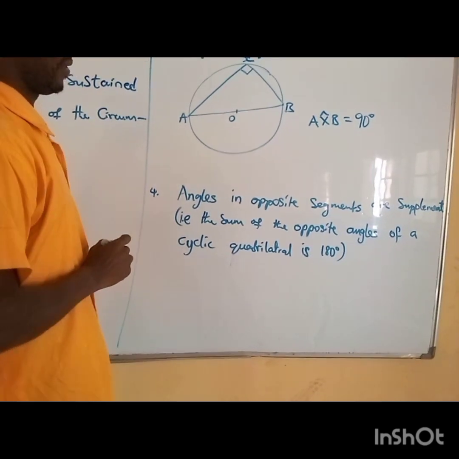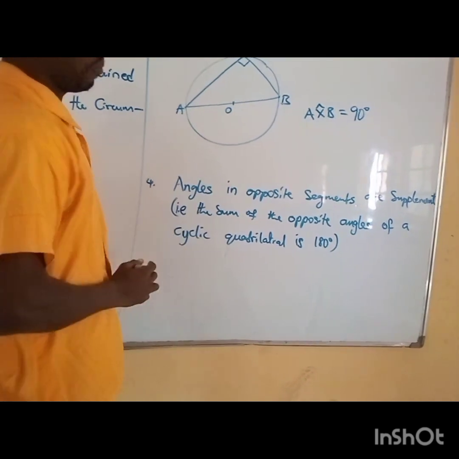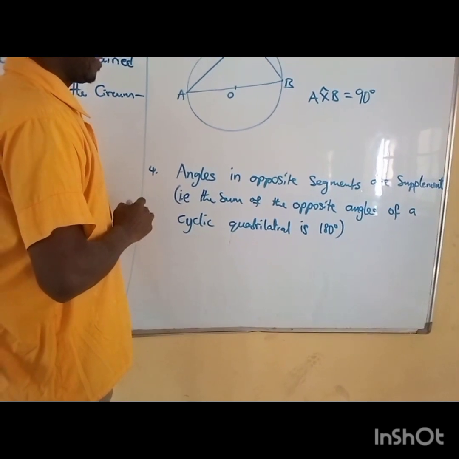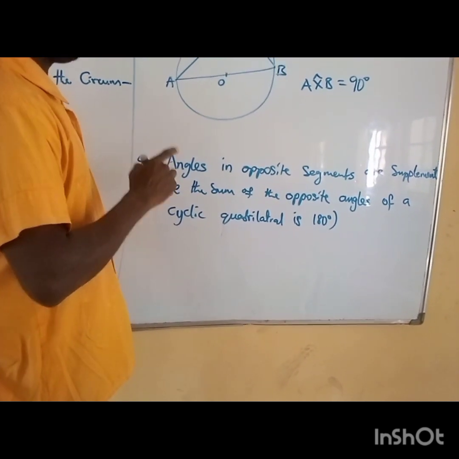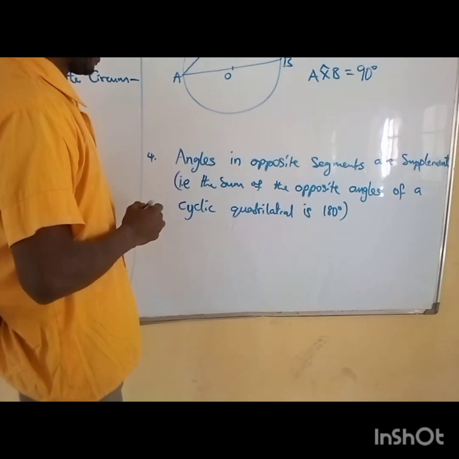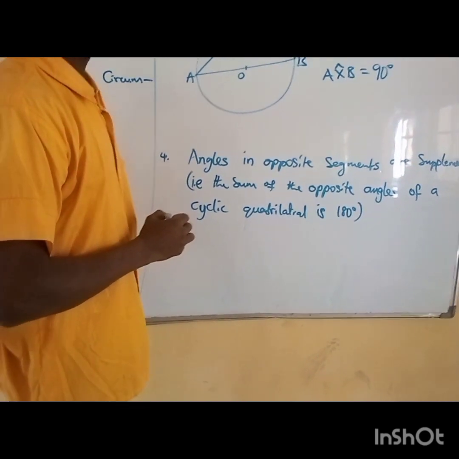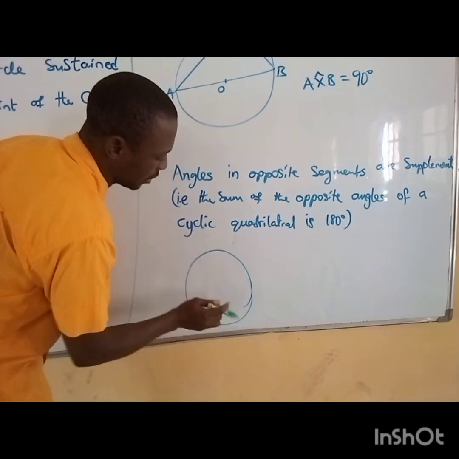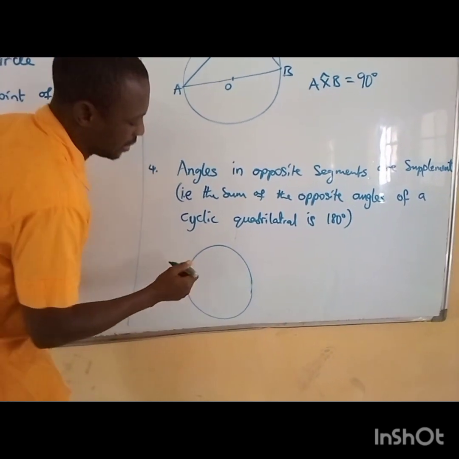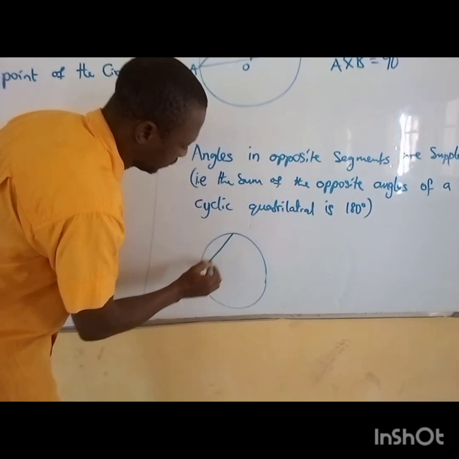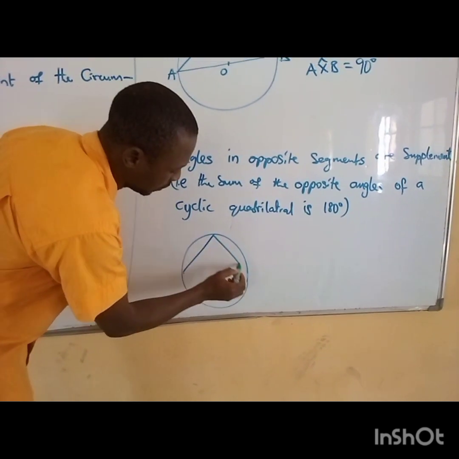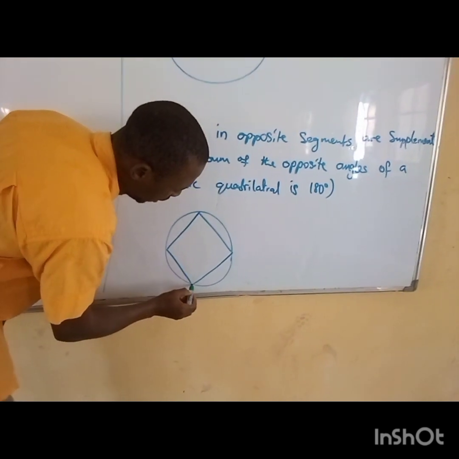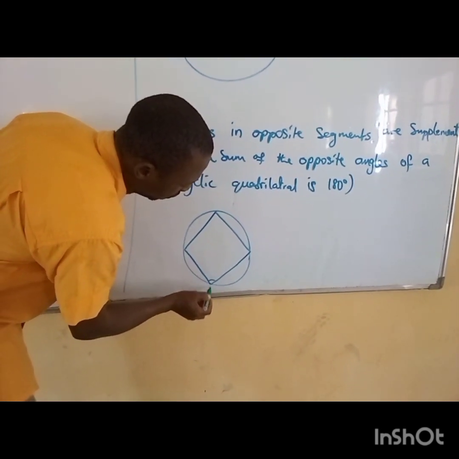And the fourth theorem says angles in opposite segments are supplementary. That is, the sum of the opposite angles of a cyclic quadrilateral is 180. It means that if we have a circle and inside the circle we have a quadrilateral, a 4-angled shape.